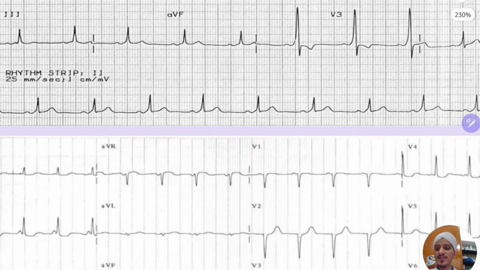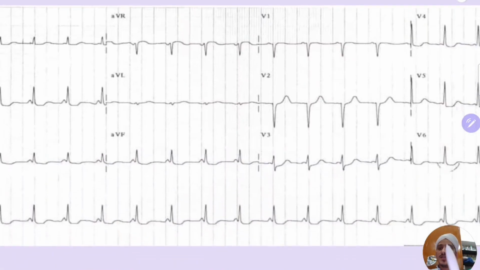What is the heart rate in this ECG? It is approximately 75 beats per minute, and it is regular. It is sinus regular rhythm. Okay, that's all. Now we'll see this ECG.